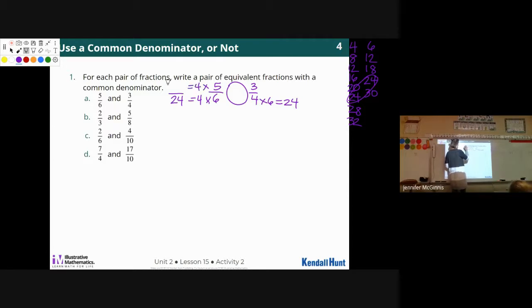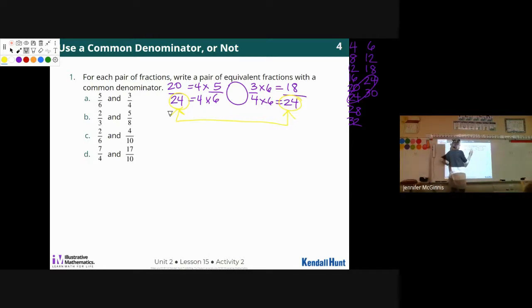So times 4, that gives me a 20th. Whatever I do to the bottom, I must do to the top. That gives me 20/24ths and 18/24ths. Okay, I see your gauges changing. Look here. 6 times 4 equals 24. 4 times 6 equals 24. I now have matching denominators. Whatever I do to the bottom, I must do to the top.